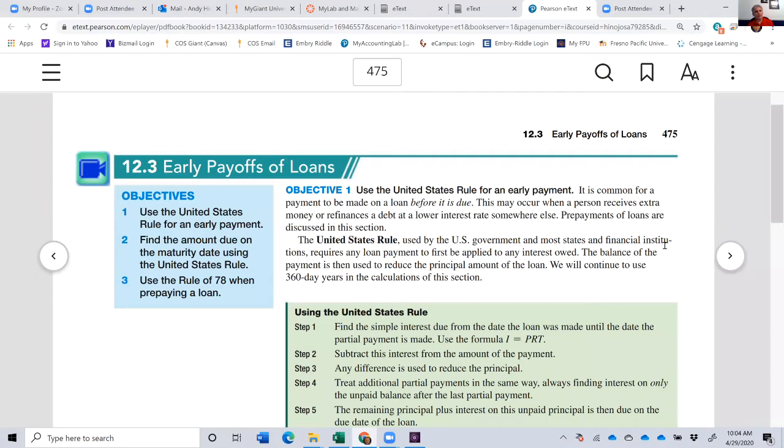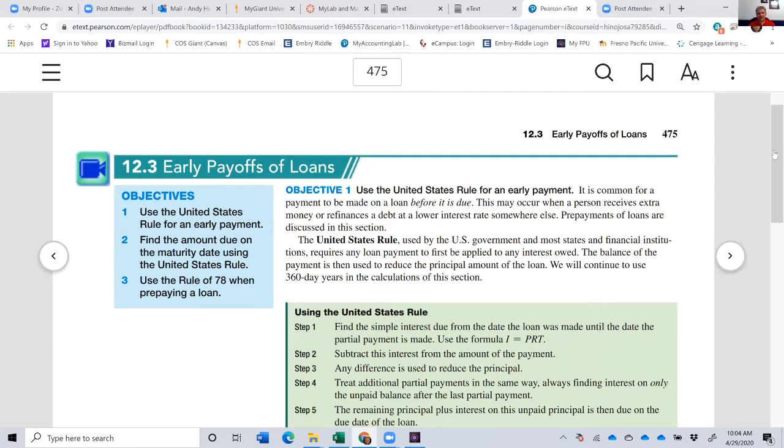Okay, so 12.3, early payoff of loans. The textbook discusses the use of the United States rule for early payment. It is common for payment to be made on a loan before it is due. This may occur when a person receives extra money or refinances a debt at a lower interest rate somewhere else. Prepayments of loans are discussed in this section.